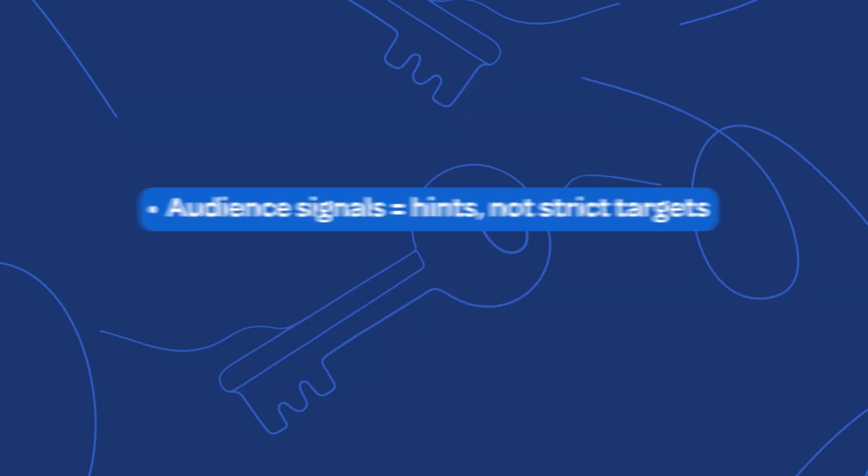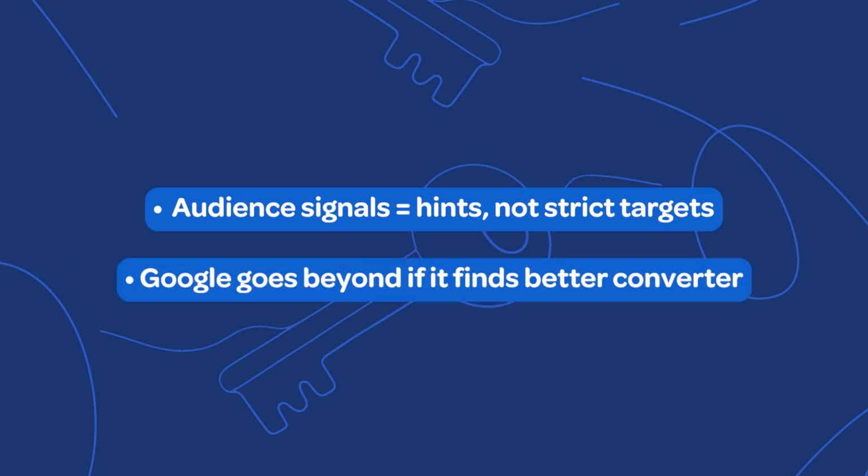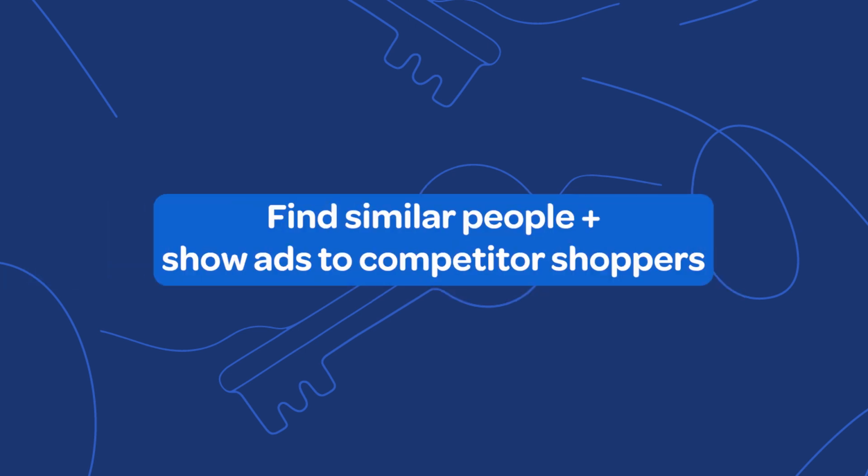Perfect. Now, audience signals act more like hints than strict targets. Google may still go beyond them if it finds more likely converters. But we're telling Google, hey, people like this are valuable. Find more people who look like them and show my ads to competitors' shoppers whenever possible.